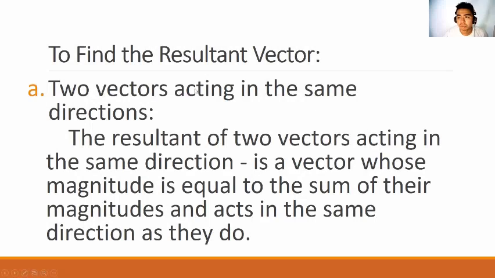So here we go. We have four rules in getting the resultant vector. We have four cases. The first one is two vectors acting in the same directions. The resultant of two vectors acting in the same direction is a vector whose magnitude is equal to the sum of their magnitudes and acts in the same direction as they do.